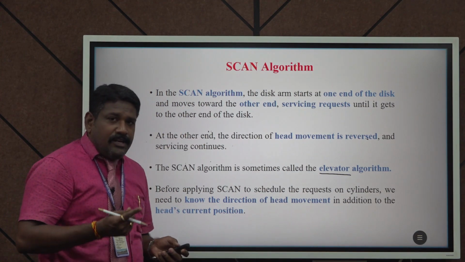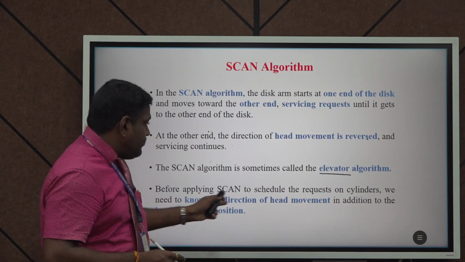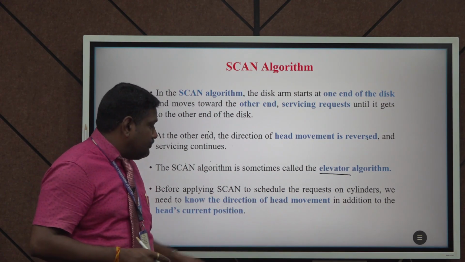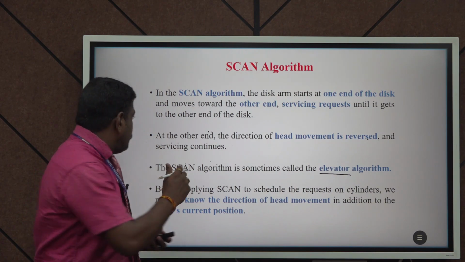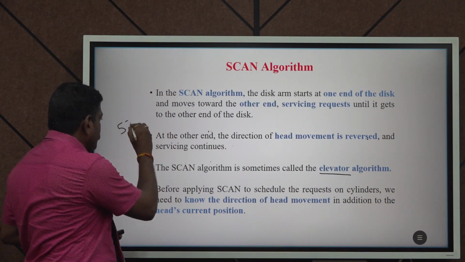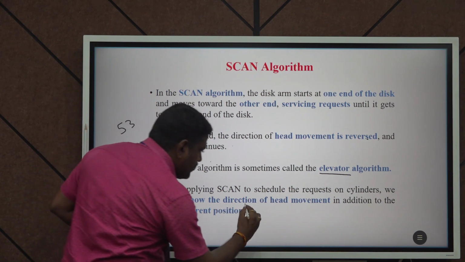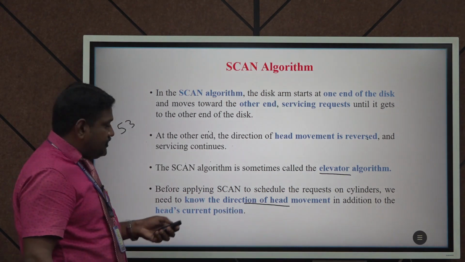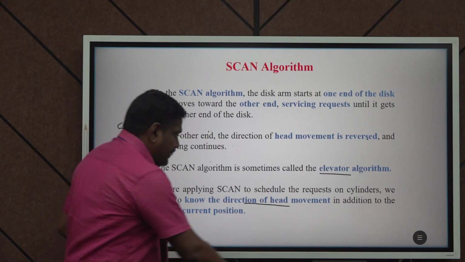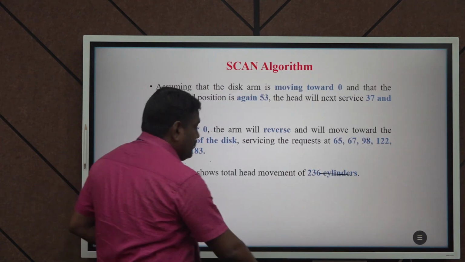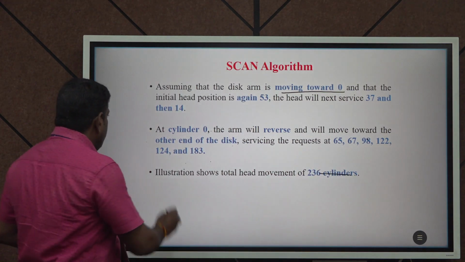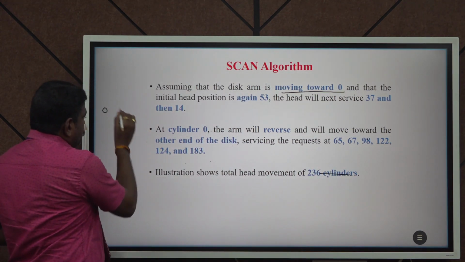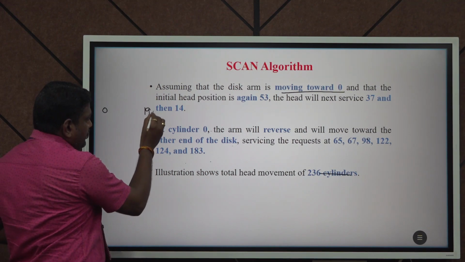But here we need one additional input. We must know the direction of the head movement, because for the previous two algorithms we were given only the initial head position as 53. Here we need another input, that is, we must know the direction of the head movement. For example, we have mentioned it is moving towards 0. So the initial head position, for example, 0 to 199.